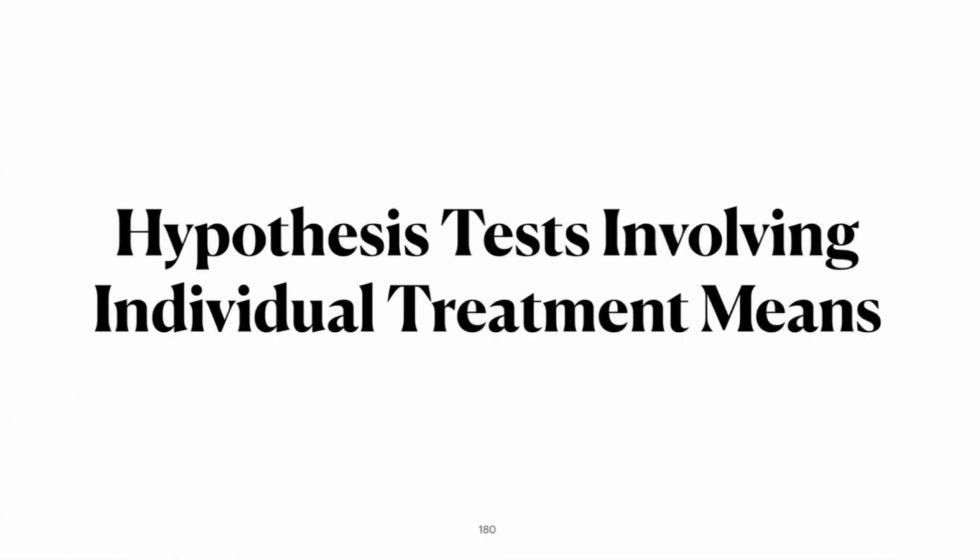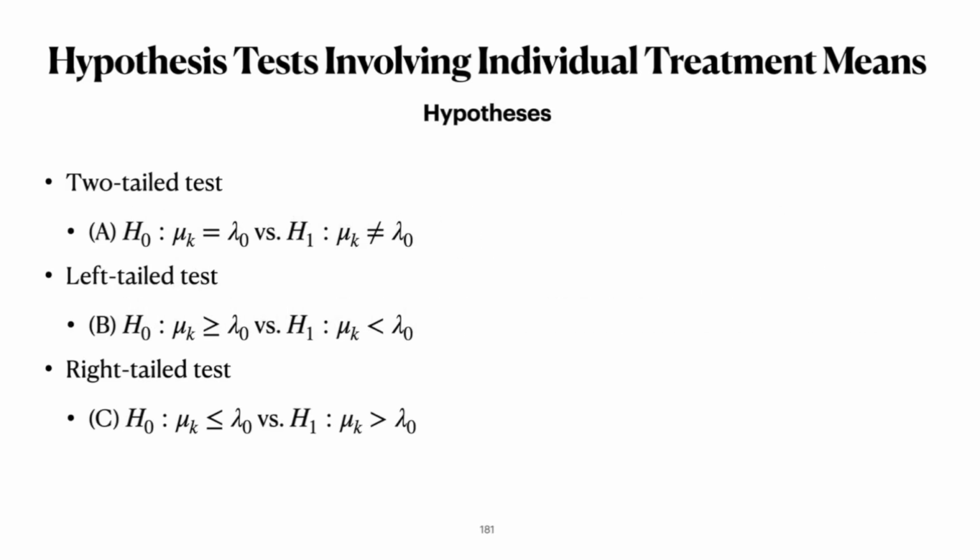All right, now let's look at a special case of that testing procedure for hypothesis tests for non-contrast linear combinations of treatment means. In particular, we'll be looking at hypothesis tests that involve individual treatment means. And so this is what the hypotheses would look like. Again, we've got a two-tailed test, a left-tailed test, and a right-tailed test. Lambda 0 can be any value that is appropriate and meaningful in the given context.